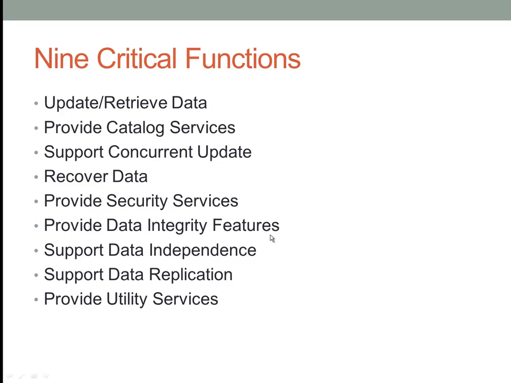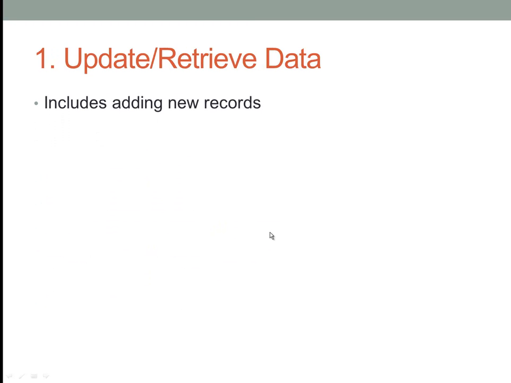After it introduces the data on the first page of the chapter, it then goes in and discusses each of these nine features. So the first one we're going to talk about is update and retrieval. This one's pretty basic. Many of these features, by the way, we've discussed in earlier chapters. You just didn't realize it was one of the features that was required of a DBMS.